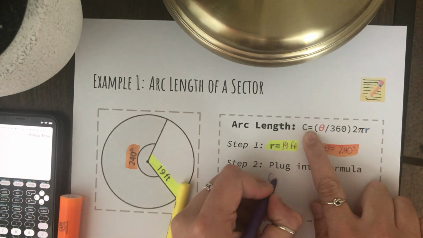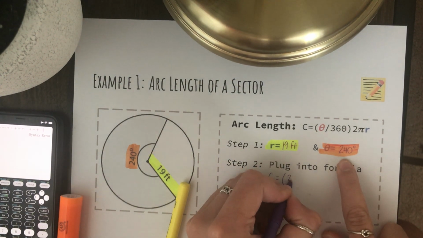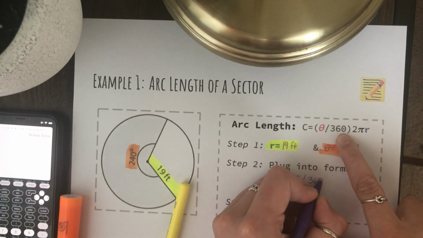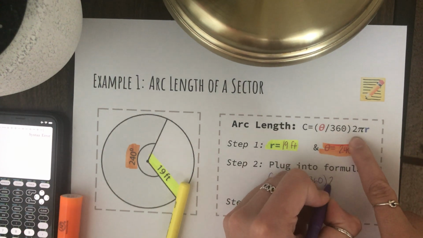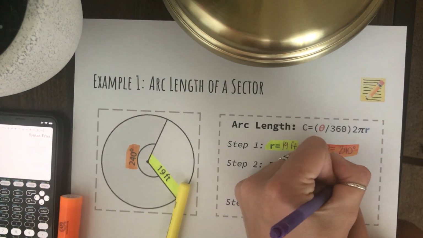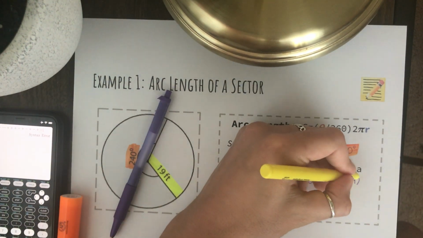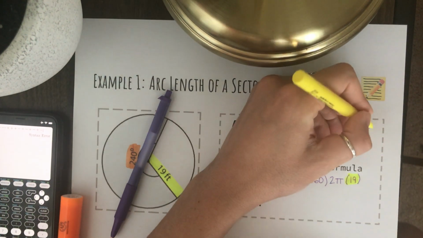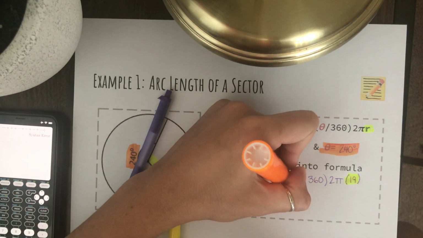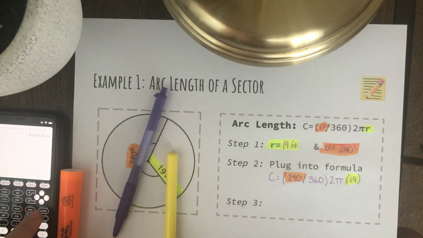Now I will write C equals, open a parenthesis, my theta is 240 degrees. So I'll write 240 divided by 360 and close that. Then 2 pi r, and r is 19 feet. So I'm going to open a parenthesis for that and put 19 in. And I'll go ahead and color code just so that you can see where those numbers are coming from and why they're right there. So 240 goes here because that is where theta goes. And I'm going to show you how to type that into the calculator.